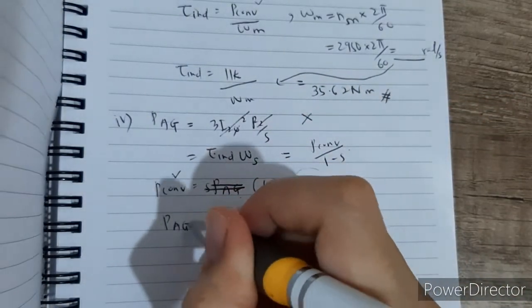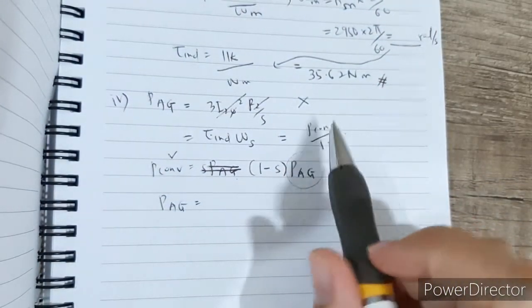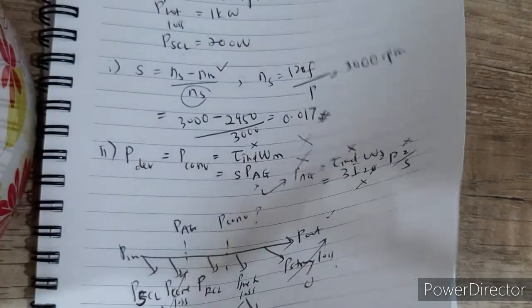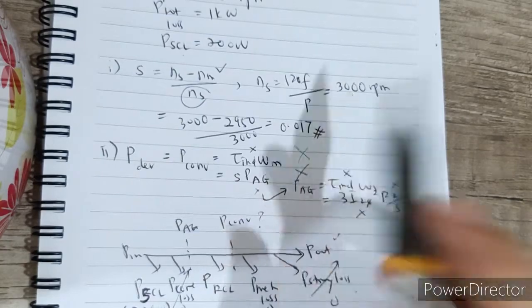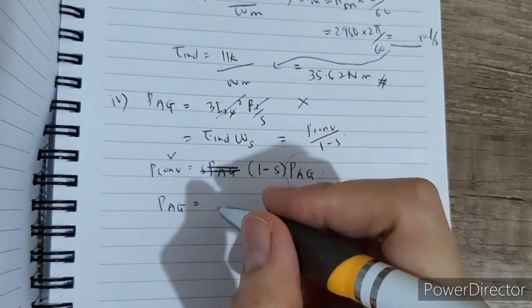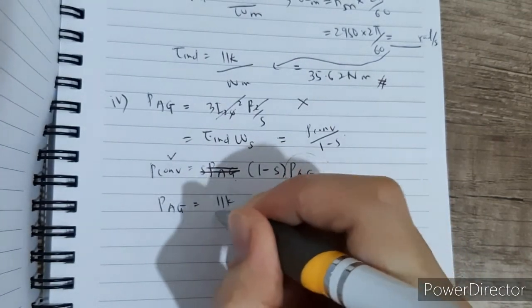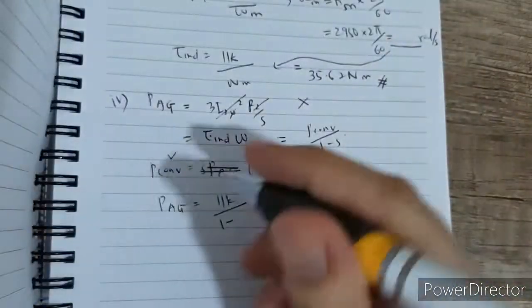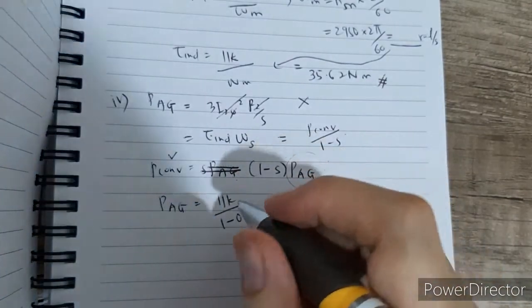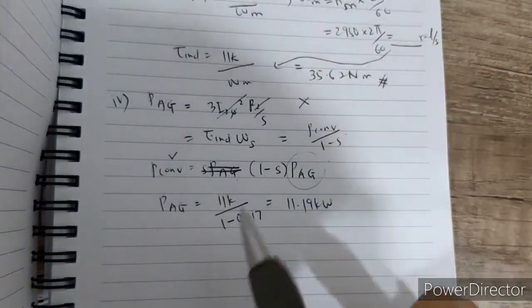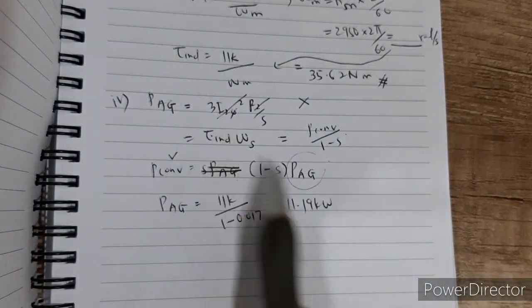I think this is much easier compared to the other, because to calculate using that one, you need to first calculate your Ns, which you already calculated here. So it's up to you. In this solution, I'm going to use this formula. P air gap equals P converted, that is 11k, divided by 1 minus S, where S is 0.017. That is 11.19 kilowatt. If you use the other formula, you should get the same answer. Okay, moving on.